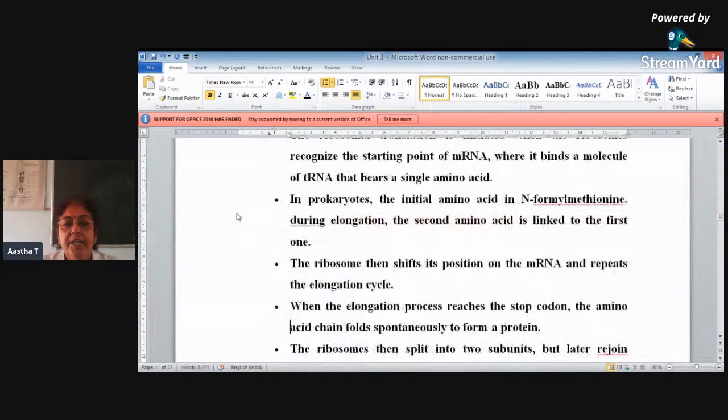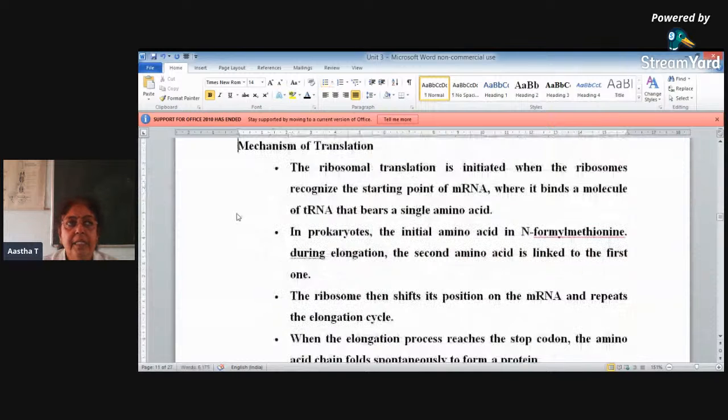Translation is initiated when ribosomes recognize the initiation codon on mRNA. So here the tRNA will bind and will release the first amino acid. In case of prokaryotes, the first amino acid is N-formyl methionine, and one by one the amino acids will later on be added during the elongation process.